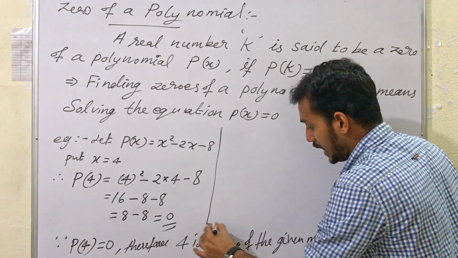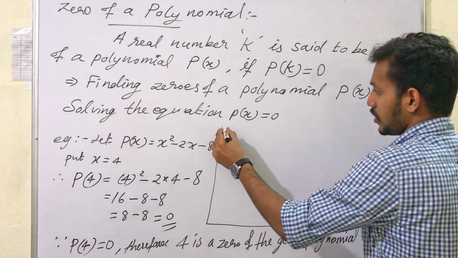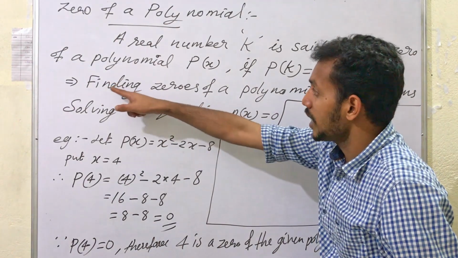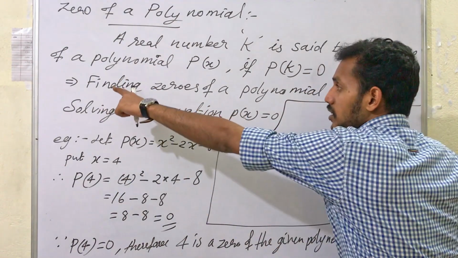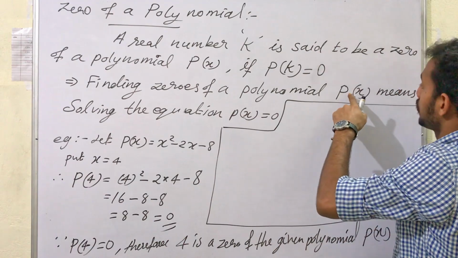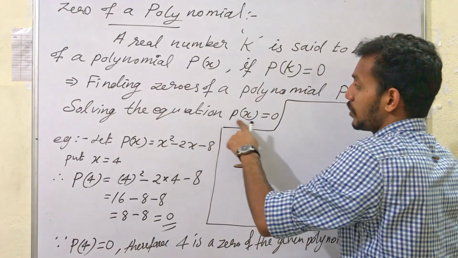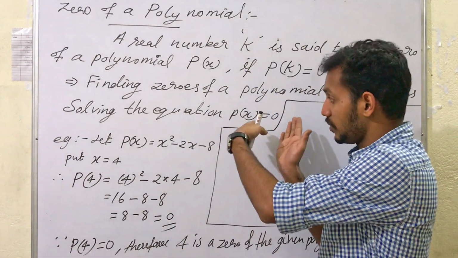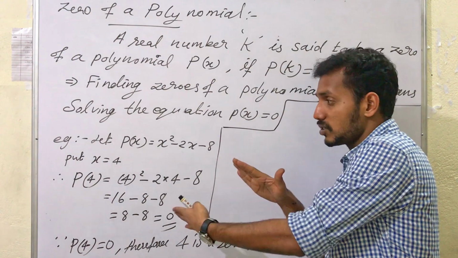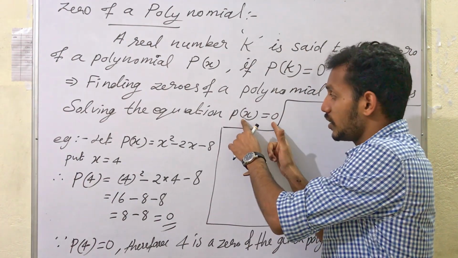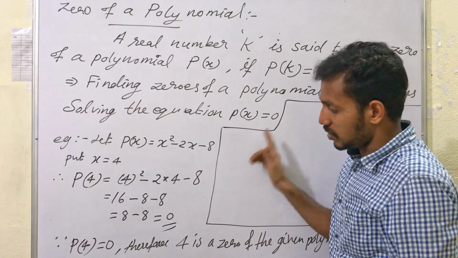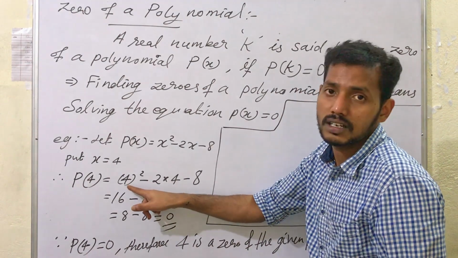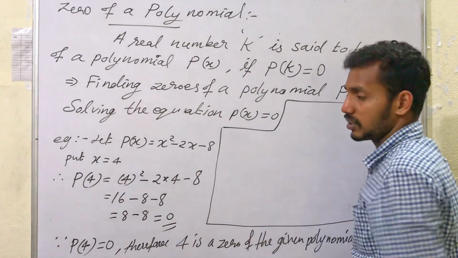That's why I have written here one more statement: find the zero of a polynomial means solving the equation p of x equal to 0. When we solve the polynomial to find the 0, we put it equal to 0 and see what value of x satisfies it. So the final answer, the RHS, should be 0, and only then will we call that number a 0 of the polynomial. This is the basic thing you need to remember.